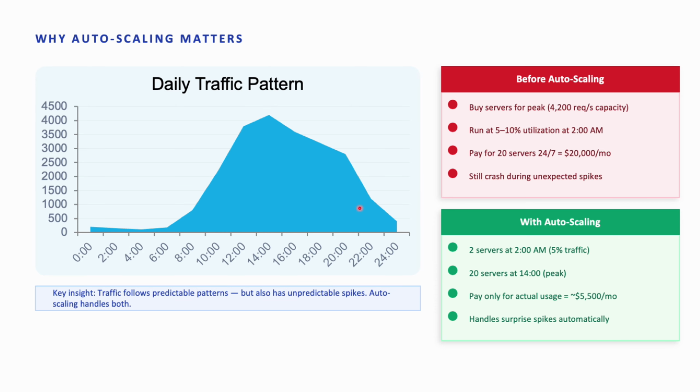The cost difference between 20 servers running 24/7 versus an average of maybe 7 to 8 servers over the day is roughly a 60% cost reduction on compute alone. And the reliability is better, not worse, because unexpected spikes trigger scale out automatically rather than crashing the fixed fleet. So this is fundamentally why cloud computing won the battle. The economics of paying per second for exactly what you need are compelling.